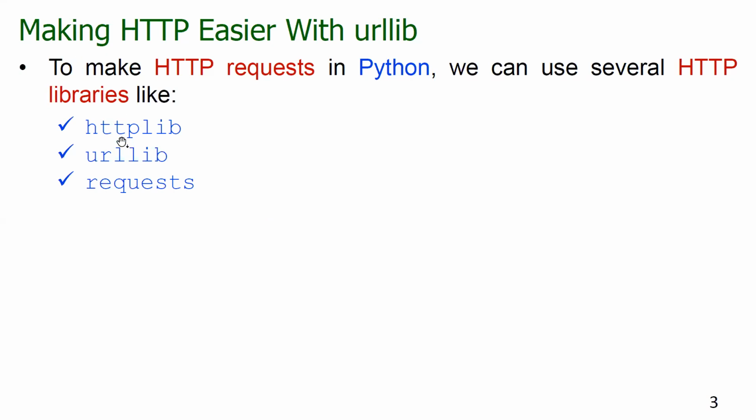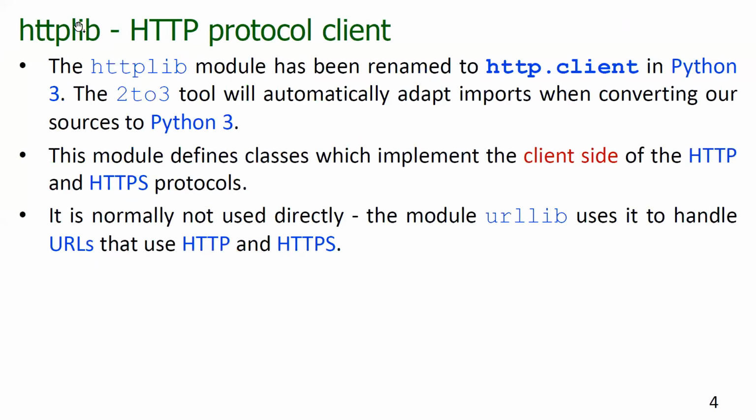By using the following three libraries, we can make HTTP requests in Python. Let us see them one by one with Python program demonstrations. First, the http library. The library name is httplib, which is an HTTP protocol client. The httplib module has been renamed to http.client in Python version 3.